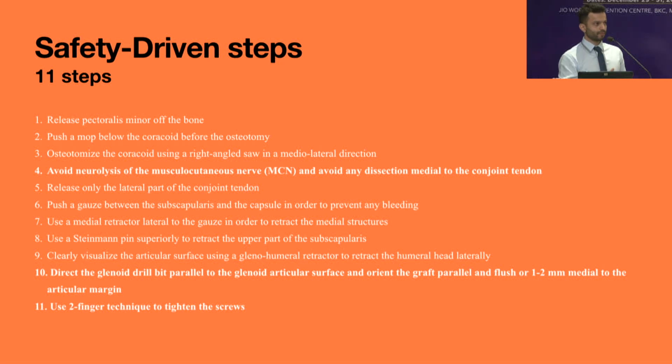Furthermore, because of the scapular anteversion, we need to make sure that the orientation of the screws is quite accurate. The screw should be directed anteromedially to posterolaterally. So basically the screws have to be parallel to the glenoid articular surface to prevent any complications of screw divergence and irritation to the suprascapular nerve. And lastly, we should use a two-finger technique to tighten the screw, because over-enthusiastic tightening of the screw may lead to intraoperative graft fractures.